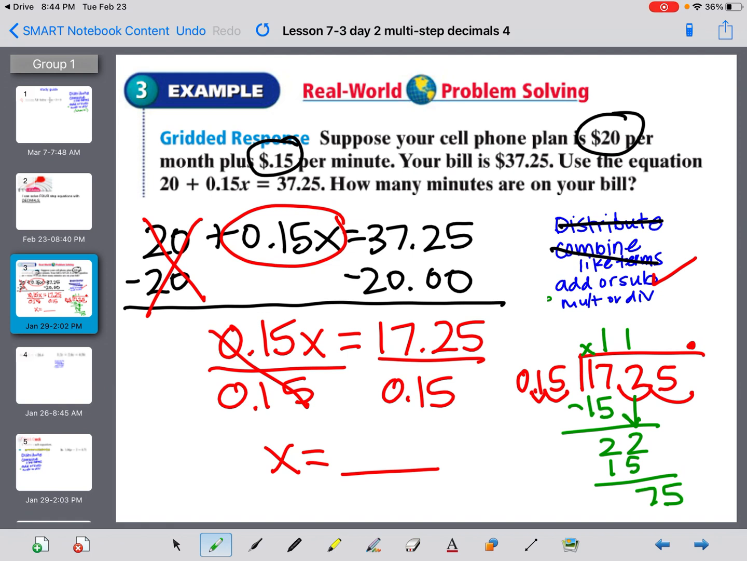Ooh, I'm not so great at my 15s. 15, 30, 45, 60, 75. Yes. So that means her phone bill is 115 minutes for the month of February.